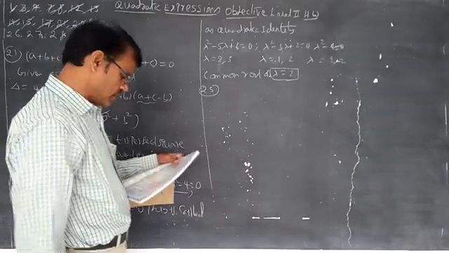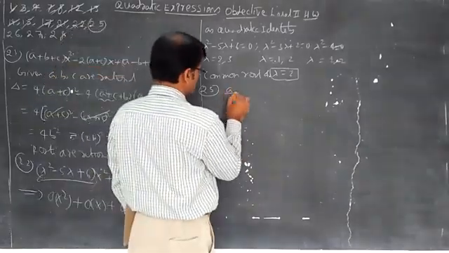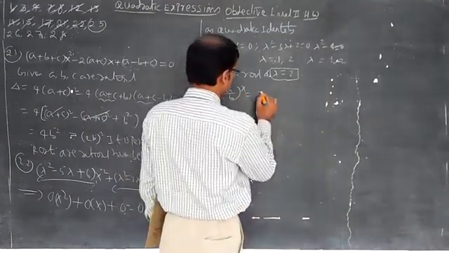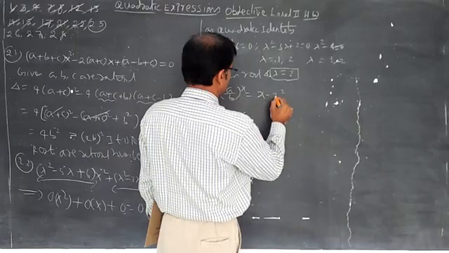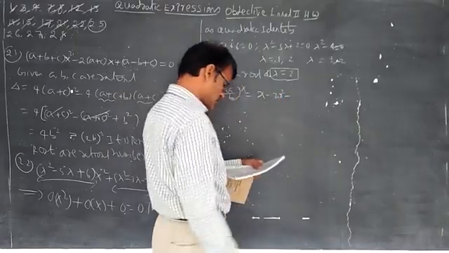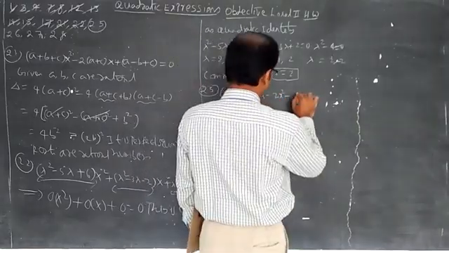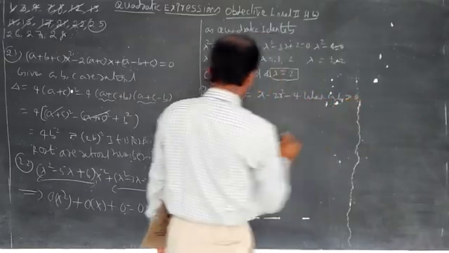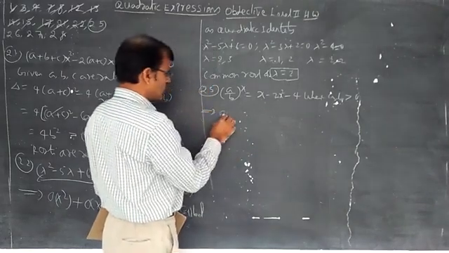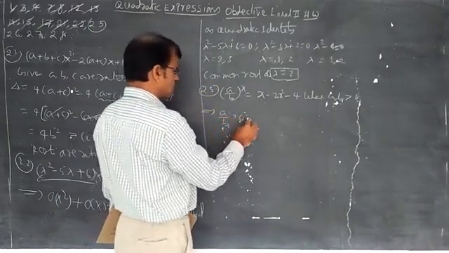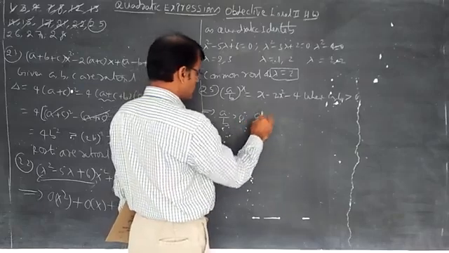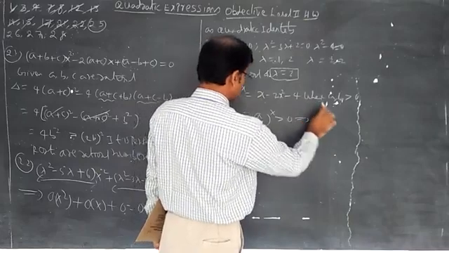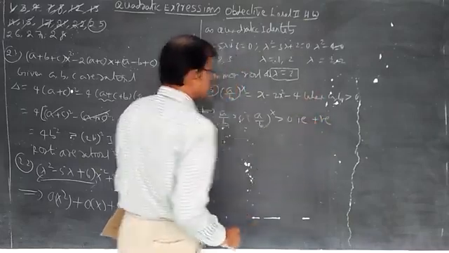The number of real values of x: (a/b)^x = x - 2x² - 4. Students, remember the condition a, b greater than 0. Whenever a, b are greater than 0, a/b is also greater than 0, so (a/b)^x is greater than 0. That implies the value is positive.